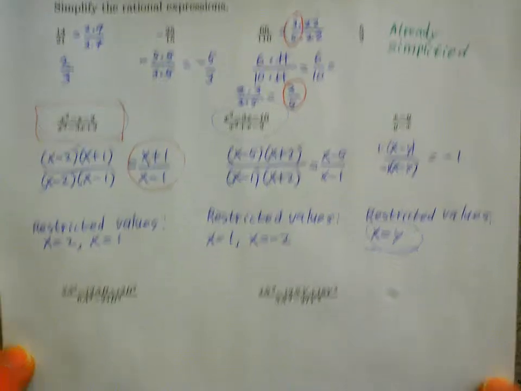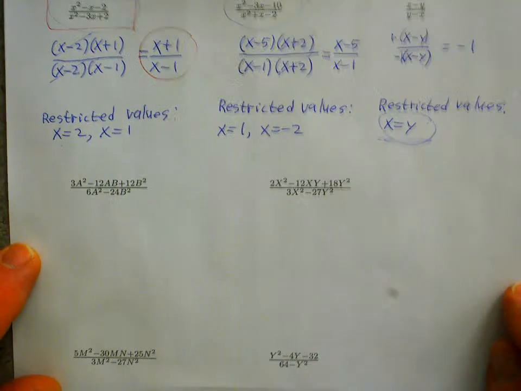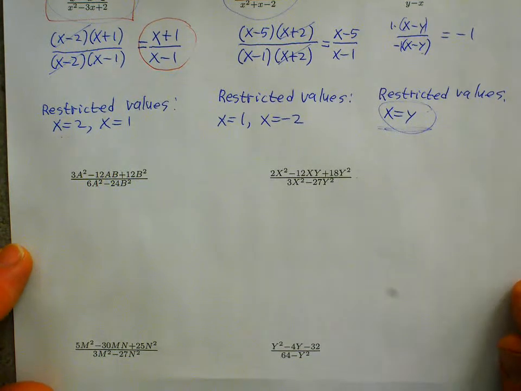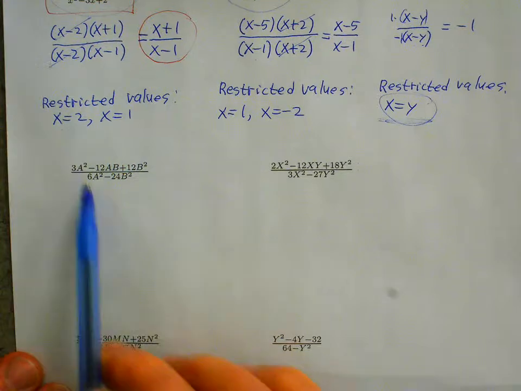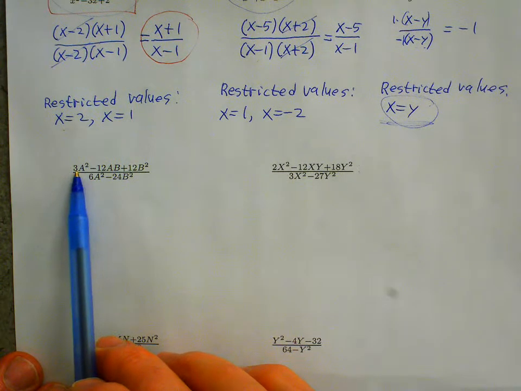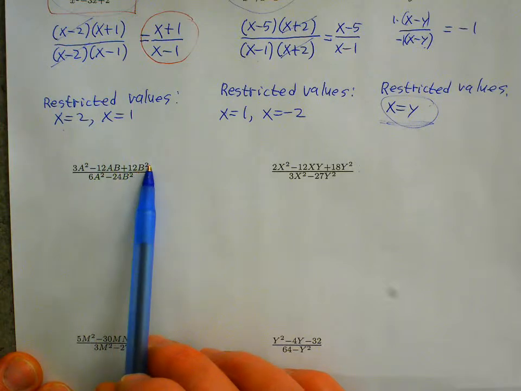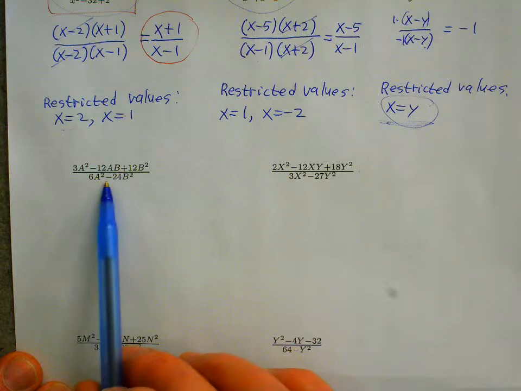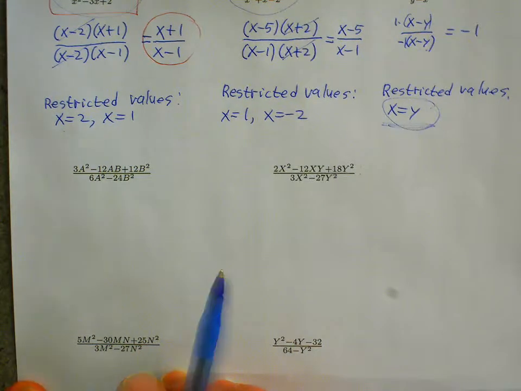Okay, the next example. So this one looks a little more involved. In the numerator, 3a to the second minus 12ab plus 12b to the second. And then the denominator, 6a to the second minus 24b to the second.